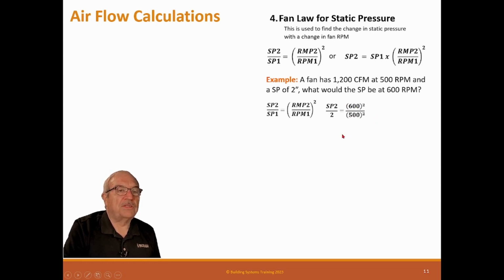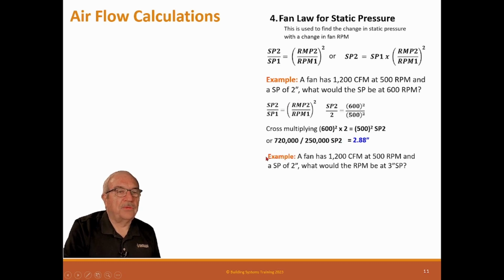So then we cross multiply. It's 600 squared times 2 equals 500 squared times SP2. So that equals 720,000 over 250,000 SP2. You divide 720,000 by 250,000 and you get 2.8 inches. Big numbers again, but still that's pressure. Remember before at 500 RPM we were at 2 inches. Now we've almost gone up another inch, to 2.8 inches. So we've gone up quite a bit. That's how you do a fan law for pressure.